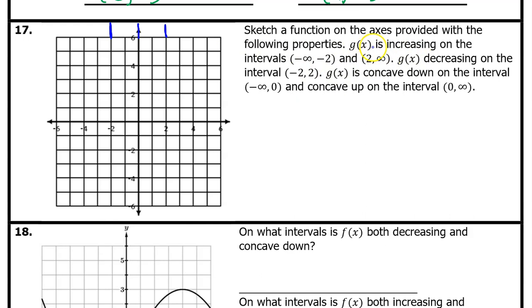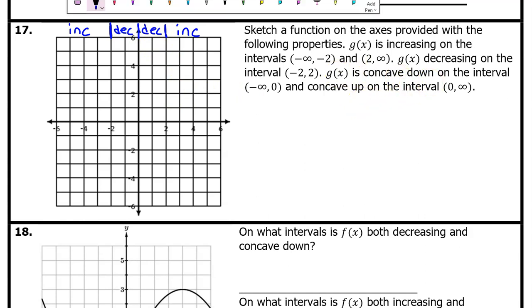Okay, so these are all the intervals involved. Now let's go back. G of x is increasing from negative infinity to negative 2, so it's going to be increasing over here. And from 2 to infinity, so it's going to also be increasing over here. G of x is going to be decreasing between negative 2 and positive 2. So I don't feel like I have enough space. Can I squeeze in decreasing? Okay, fine. Decreasing in both of these intervals. Decreasing, decreasing. Now we're going to switch and talk about concavity.